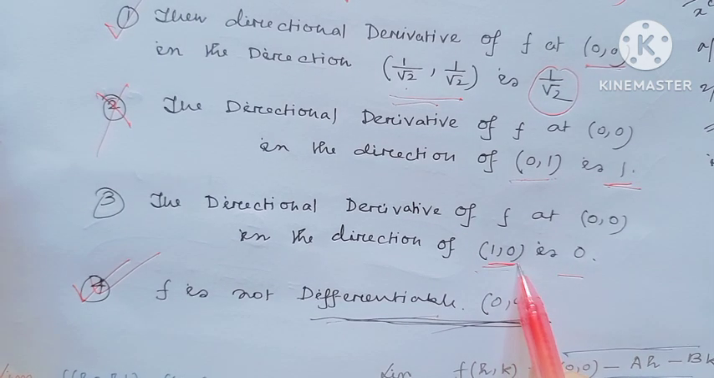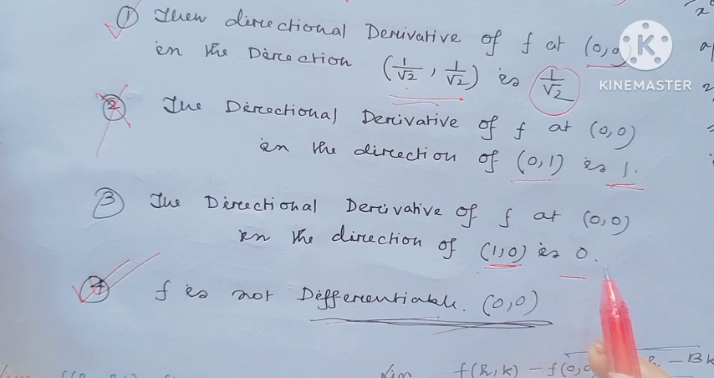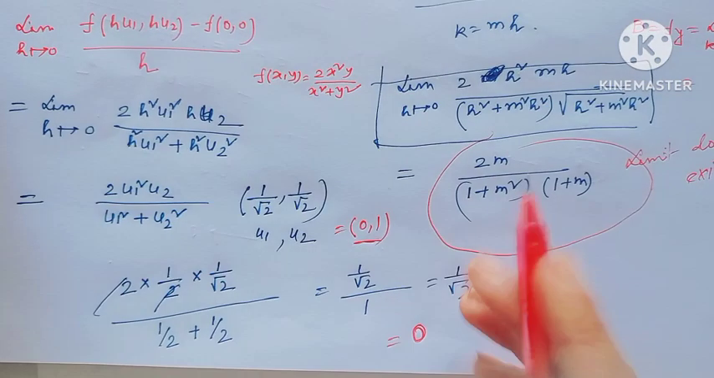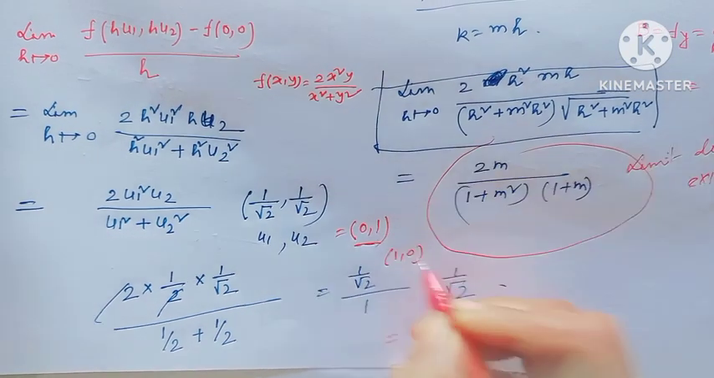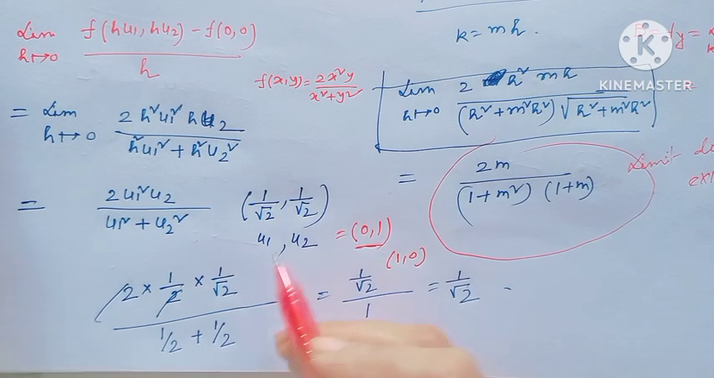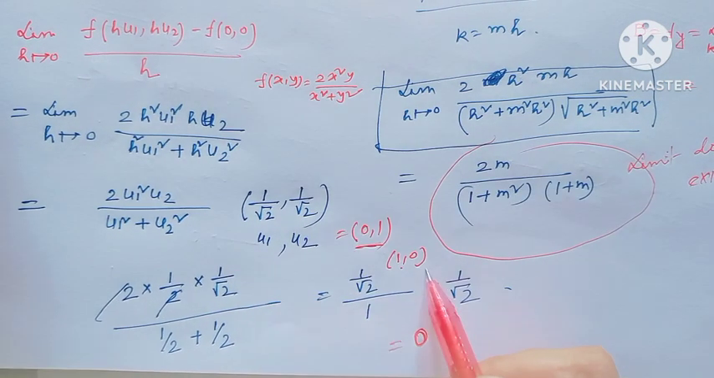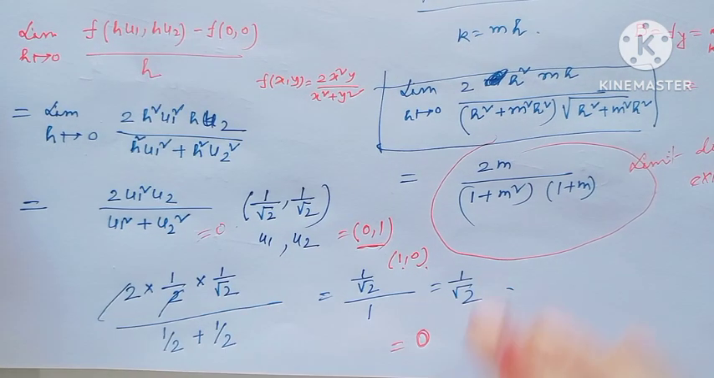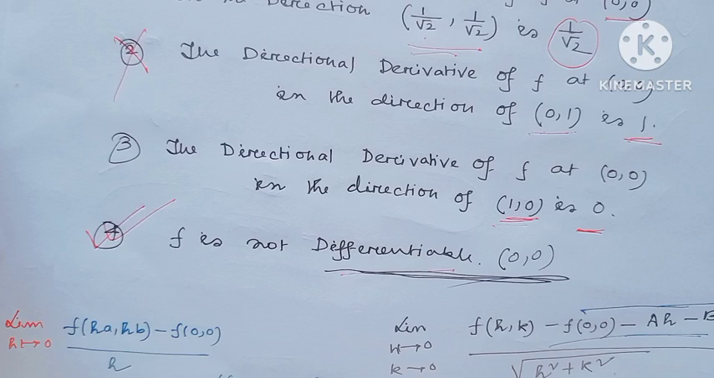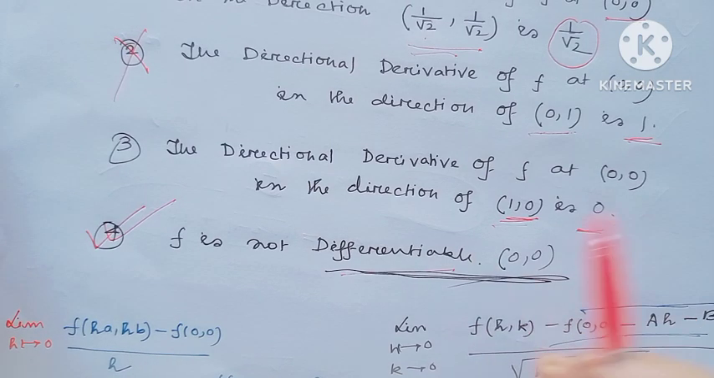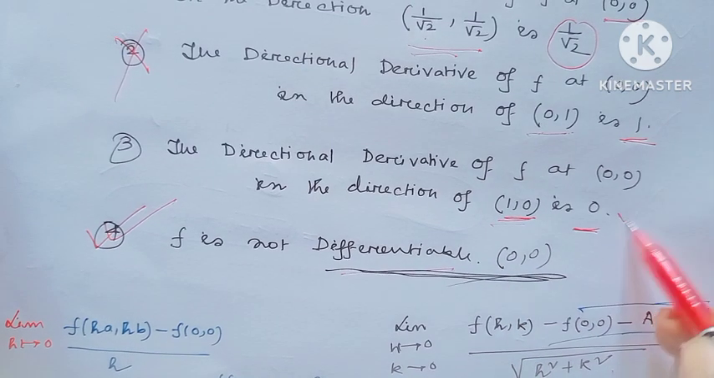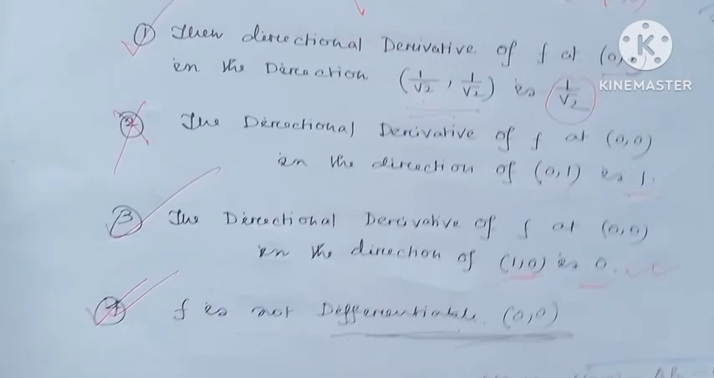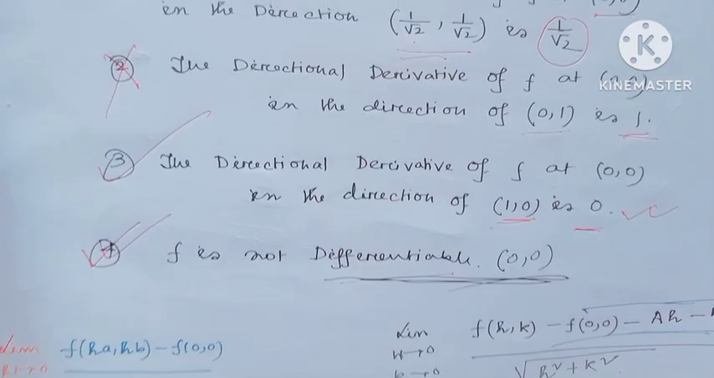Option 3 indicates the directional derivative of f at (0,0) in the direction (1,0), the value is 0. For this, in the direction (1,0), if we put u1 equal to 1 and u2 equal to 0, this value also would be 0. And given the directional derivative of f at (0,0) in the direction (1,0) is 0, option 3 is also a right option. That means option 1, option 3 and option 4 are the right options.